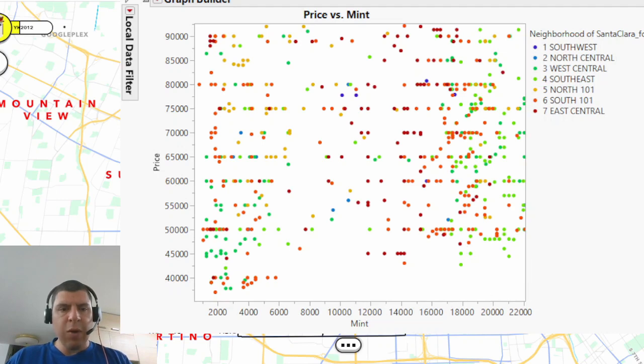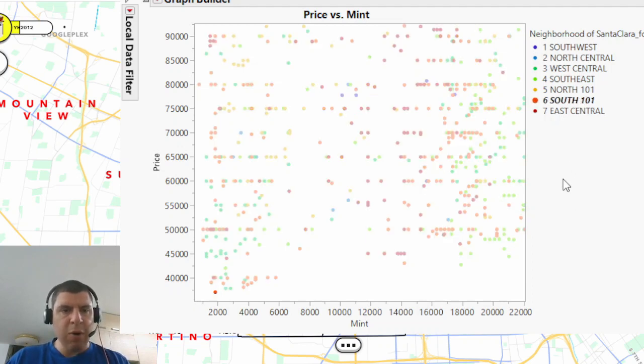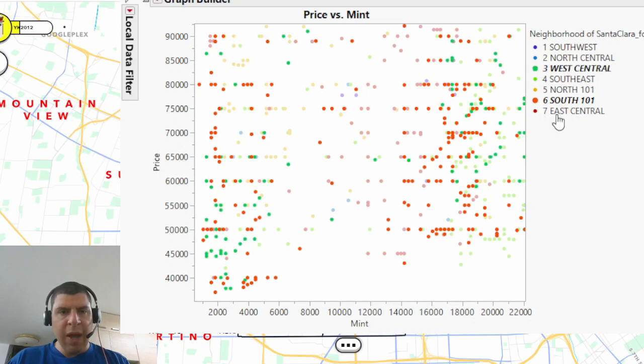This last graph that we're looking at here, we can see on the x-axis the mint price of the property in UPIX and the sales price in UPIX on the y-axis. Each different colored dot is a different neighborhood. So we can see here that the cheapest property is actually part of the South 101 neighborhood. I said that both South 101 and West Central have the cheapest properties in the neighborhood. And I don't know how well you can see this on the screen, but we can see here that the colored dots of those specific neighborhoods are a lot brighter.